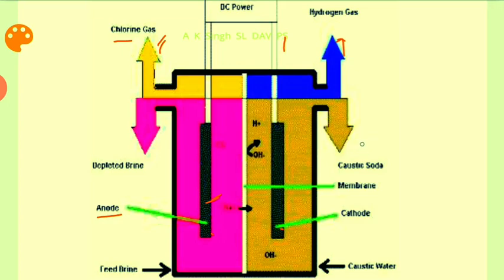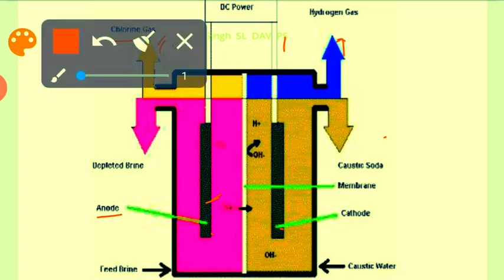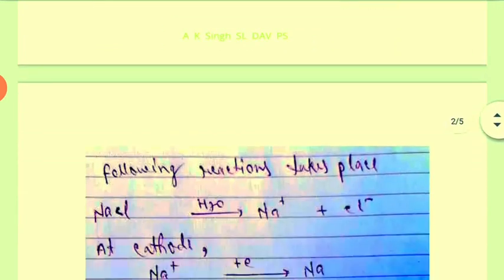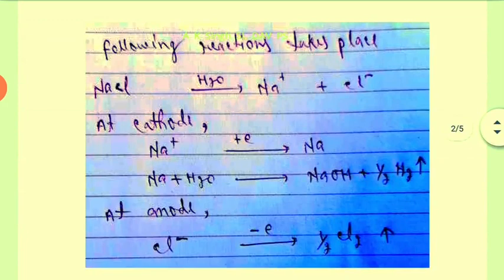So, it is a magic. What is the magic? The solution was of common salt. Now this solution becomes a solution of sodium hydroxide. Means sodium chloride solution converts into sodium hydroxide solution. The following reaction takes place. See the reaction.